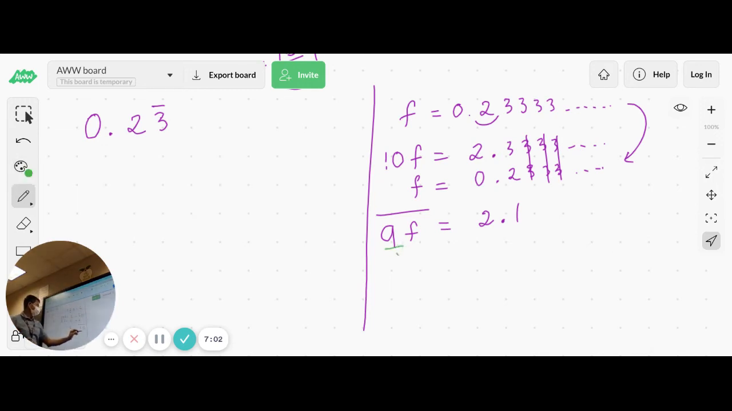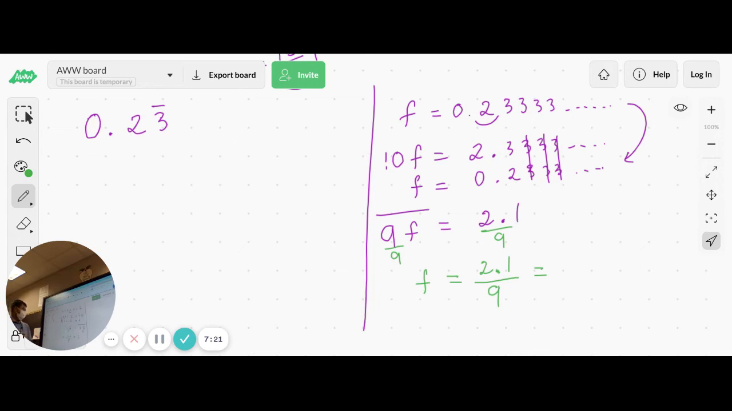Let's divide by 9 on both sides. So I'm going to get f equal to 2.1 over 9. But this one is not the right format, because I can't write 2.1 in a fraction. You can't have a decimal in a fraction.